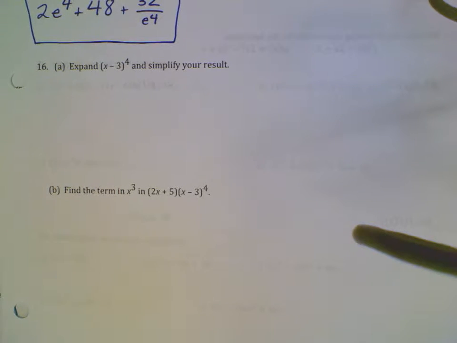For number 16, it tells us to expand (x - 3)^4 and to simplify the results. That's going to tie into 16b as well. So when I expand, the first thing I need to do is figure out what my coefficients are going to be by using Pascal's triangle.